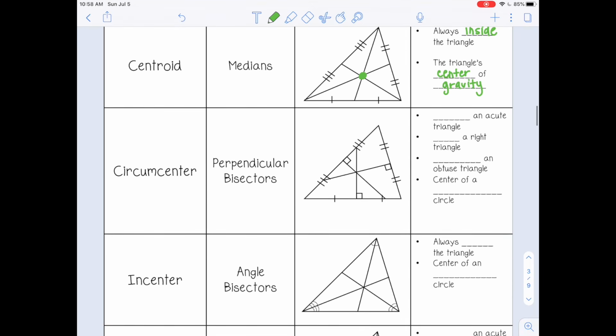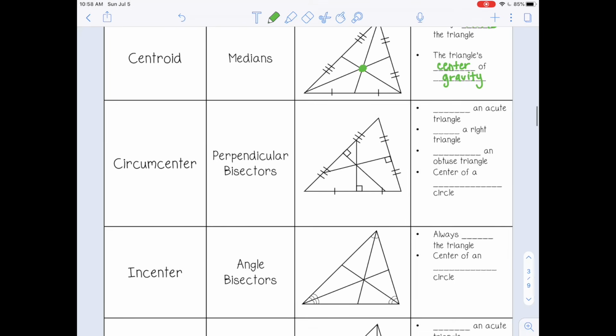The next one is a circumcenter, and that is when three perpendicular bisectors meet at a point. So that would be the circumcenter there. And a circumcenter can be inside, on, or outside a triangle depending on what type of triangle it is. So if you have an acute triangle, like the one in the picture, it's going to be inside the triangle. If you have a right triangle, then the circumcenter would be on the triangle, on the actual outside of the triangle, like here. And then if you have an obtuse triangle, it's going to be outside the triangle, so it would be somewhere out here.